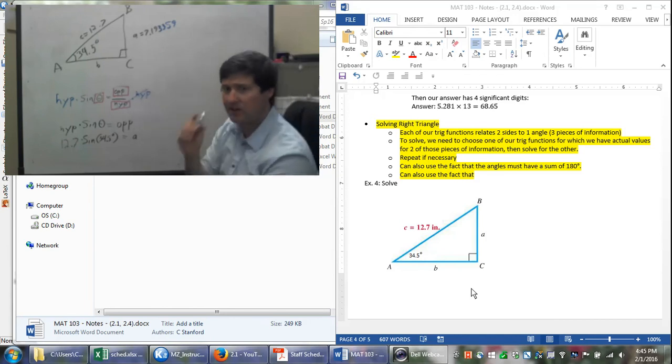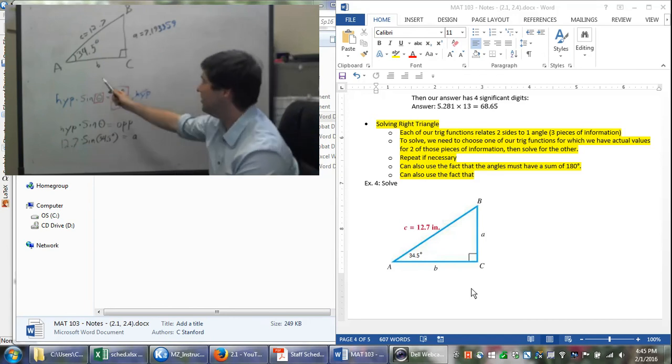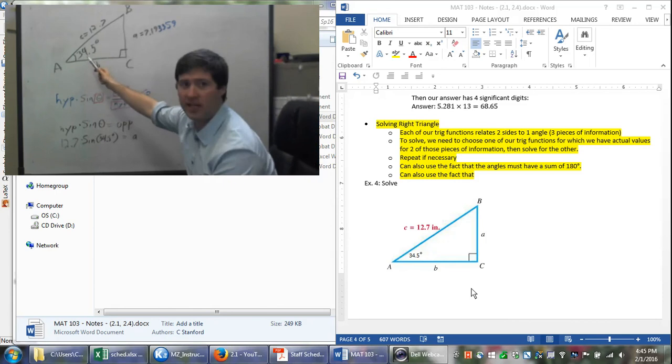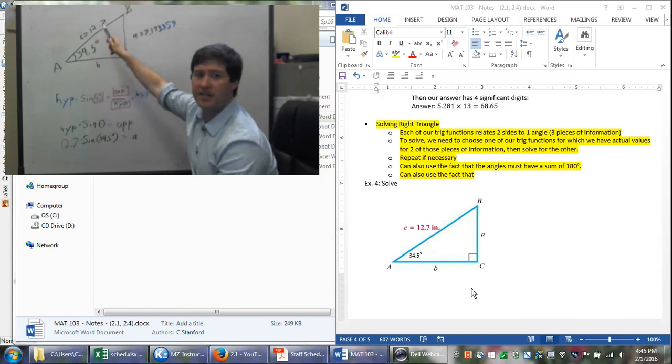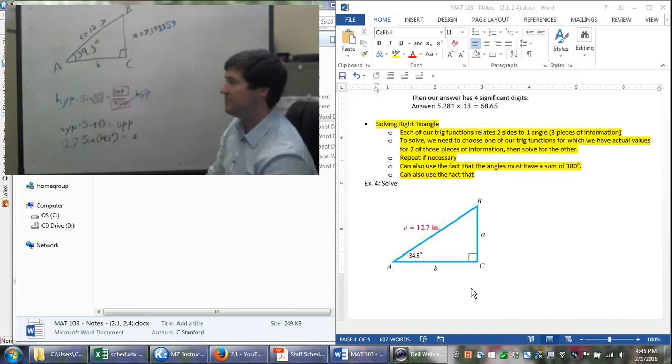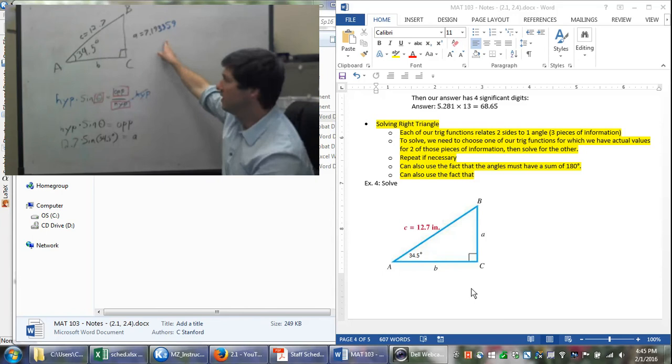Either way, you've got to make sure that you close this parenthesis. Let me put it in there without the parentheses. So I type in sine of 34.5, and you notice it didn't close that parenthesis for me. I need to close that myself. I close it, and then I can multiply by 12.7.